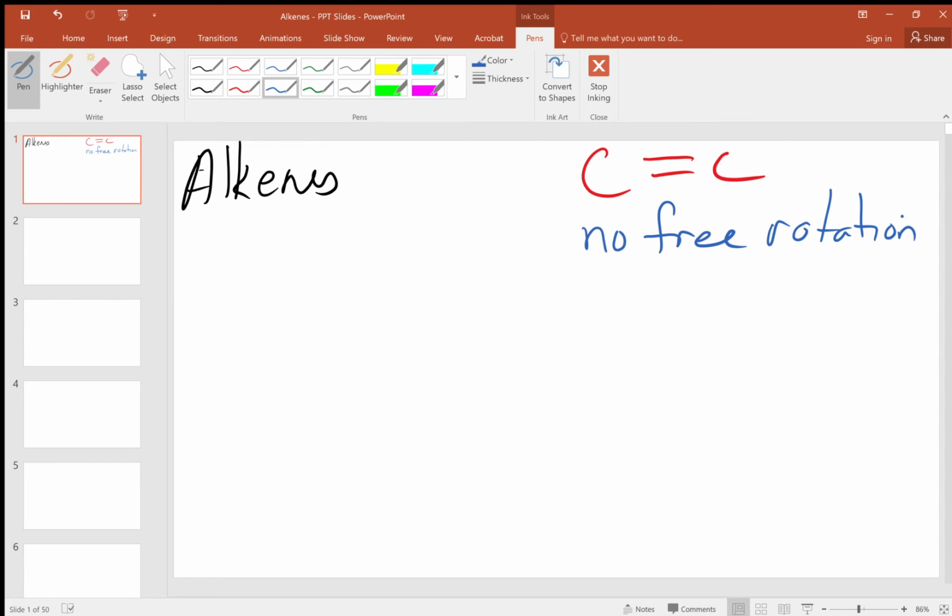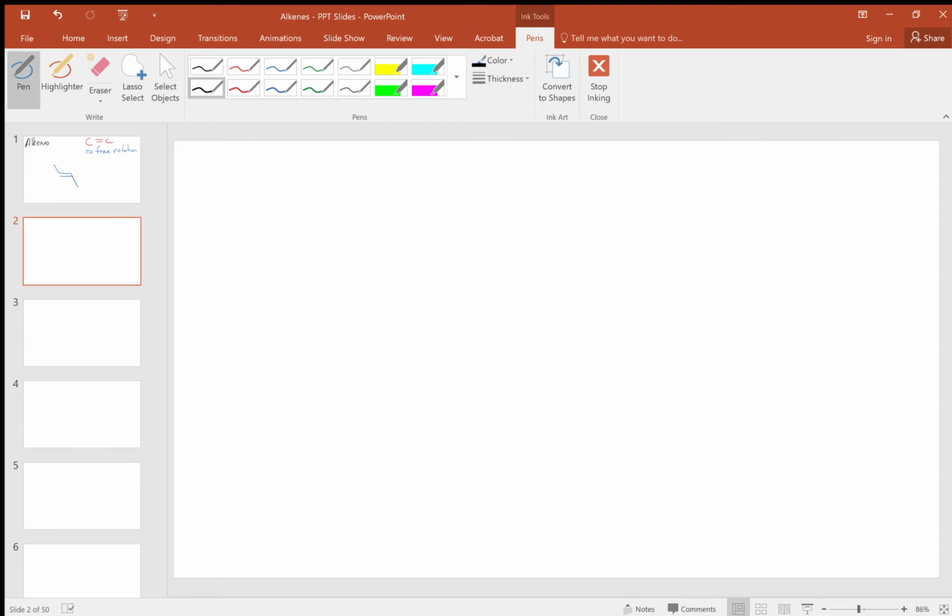And it's all because of the pi bond. Because that pi bond is present, we don't have any free rotation in alkenes. In other words, once you've formed an alkene, it's locked into the conformation it forms in. And so this has a lot of consequences. Starting here.